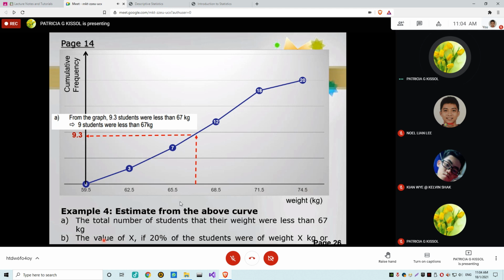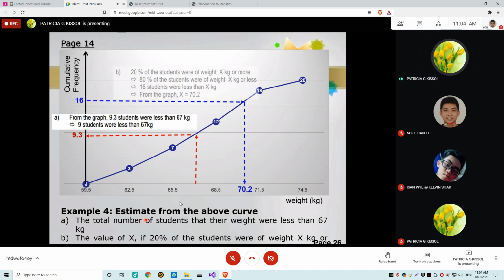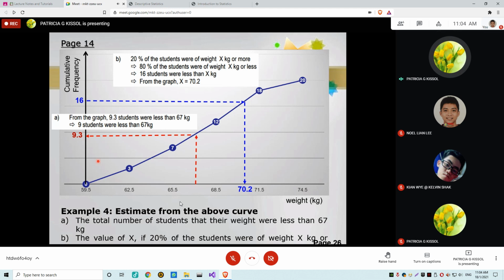Then the second question, the value of x if 20% of the students have a weight of x kg or more. Because 20 is the maximum, 20% is basically referring to only 80%, starting from the bottom. 80% of 20 gives us 16. So that's why we refer to 16. When you draw horizontally and then vertically down, you get 70.2 kg as your solution.